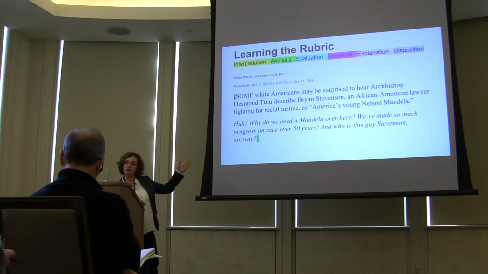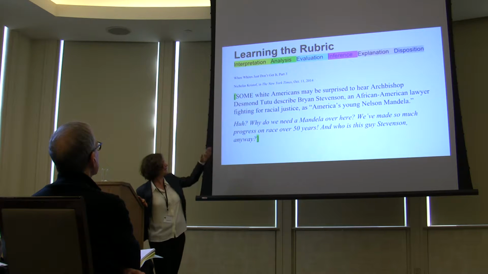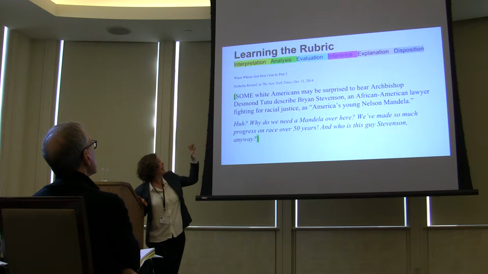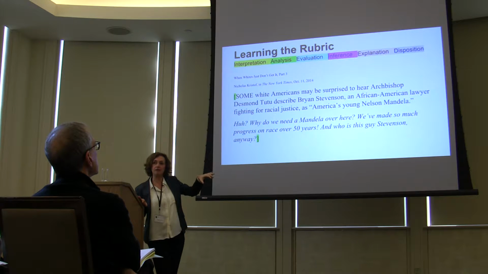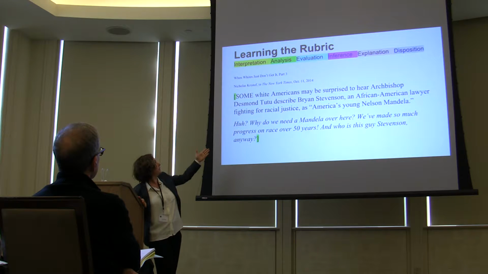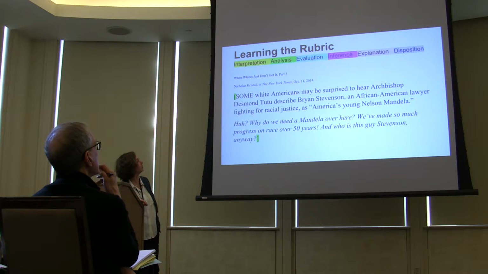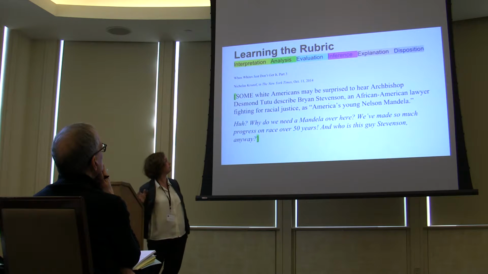So if we look at the first paragraph of his writing, this is what I did with the students. We read that text, and we learned the rubric, and then we went paragraph by paragraph, and we thought, which cognitive skill is this writer using? So here, at the beginning, we read: some white Americans may be surprised to hear Archbishop Tutu describe Bryan Stevenson, an African-American lawyer fighting for racial justice, as America's young Nelson Mandela. Huh? Why do we need a Mandela over here? We've made so much progress on race over 50 years. And who is this guy Stevenson anyway?